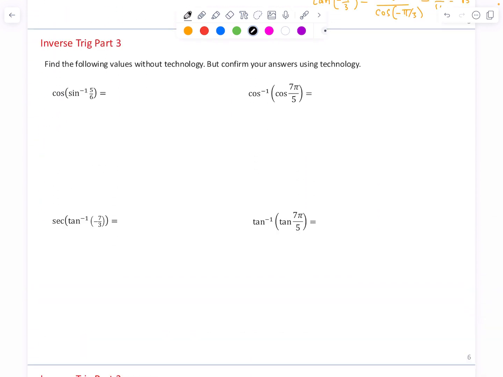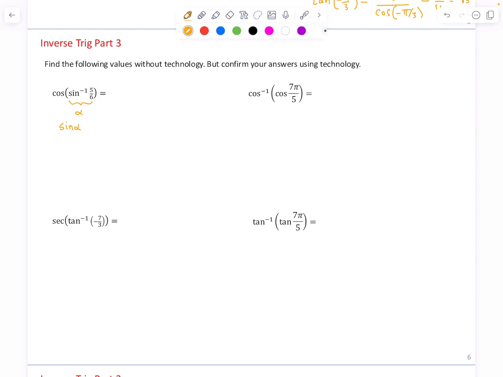Find the following values without technology, but confirm your answers using technology. So we're doing some more compositions of trig with inverse trig. In this case, inside the parentheses is an inverse trig function. And then we'll do a trig function of that. Now, inverse trig outputs angles. So this inverse sine of 5/6 is some sort of angle. Notice that the 5/6, the ratio, is positive. So I know that the angle I'm looking for is a first quadrant angle.